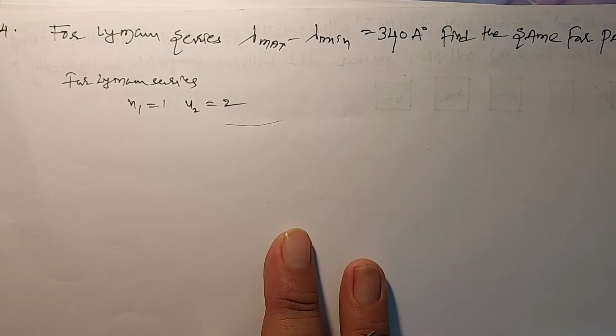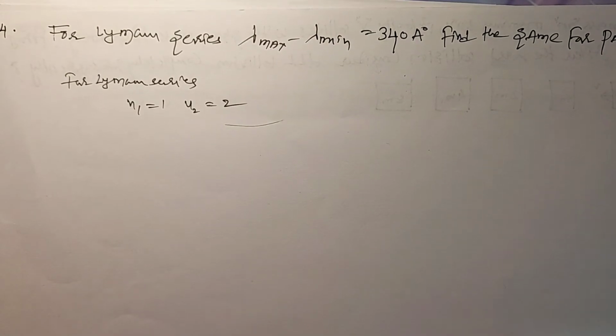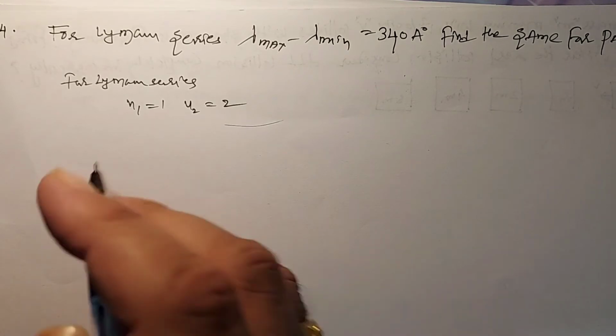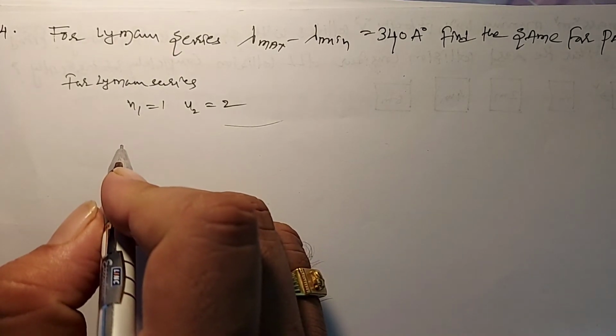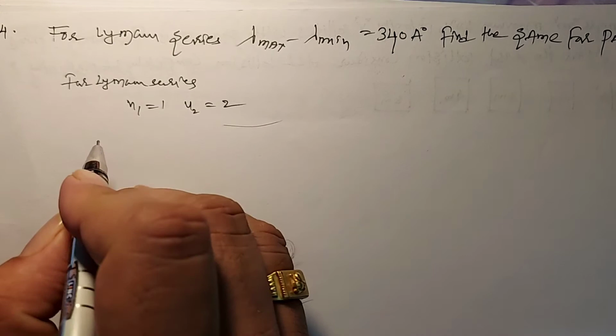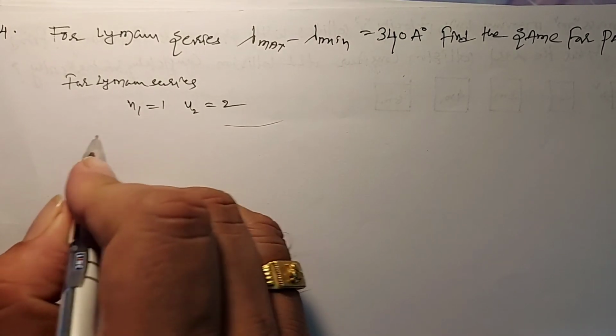So in hydrogen spectrum, we know that when electron transition takes place from n2 is equal to 2 to n1 is equal to 1, then we observe that spectral lines are formed. Those spectral lines are called Lyman series. In that transition, the loss of energy is less. In that case, maximum wavelength is emitted.